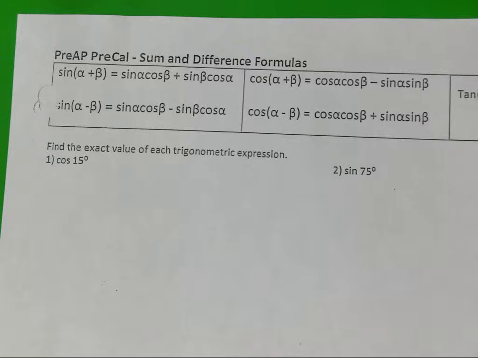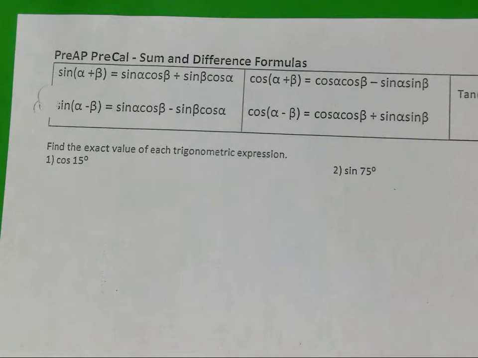We will see it in a minute. We're going to say that again. Cosine, you take the cosine of the first one times the cosine of the second one, minus, even though it's plus in the formula, it's minus sine of the first one times the sine of the second one. The difference is the same, but you just put the plus.